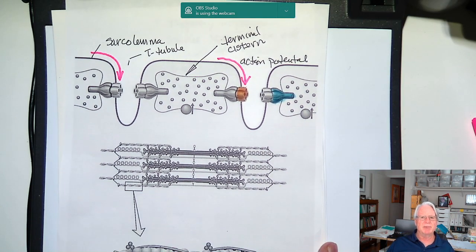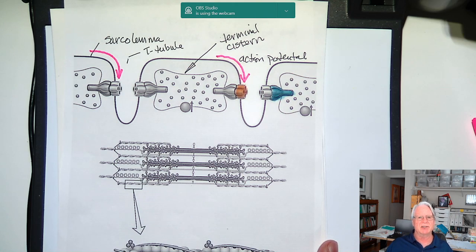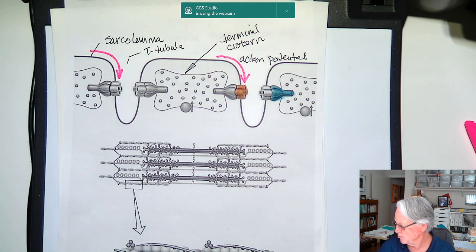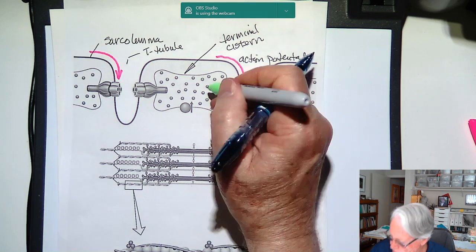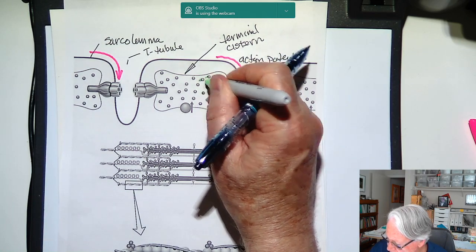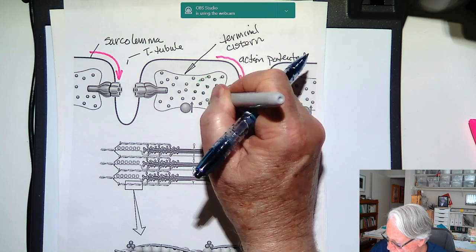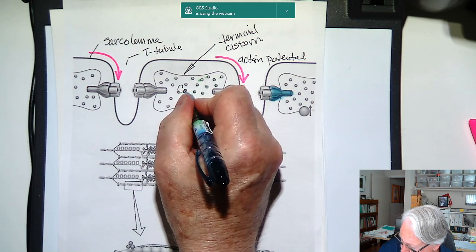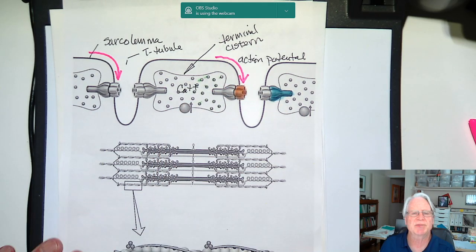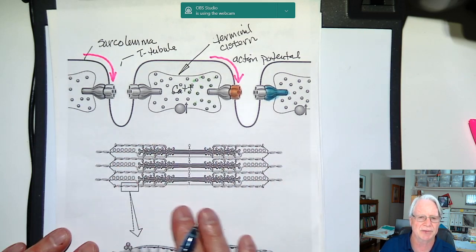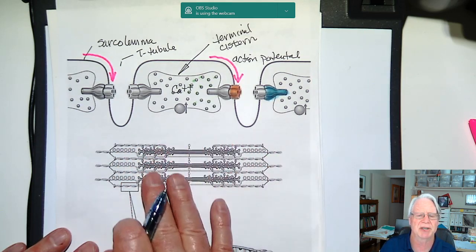But before that happens, the muscle is in a relaxed state. It's in this state that we see right here. And so what we're seeing here, and let me color those in, calcium is being stored in the sarcoplasmic reticulum. So that's my calcium, and that's being stored in this sarcoplasmic reticulum. There's none or very little outside the sarcoplasmic reticulum.